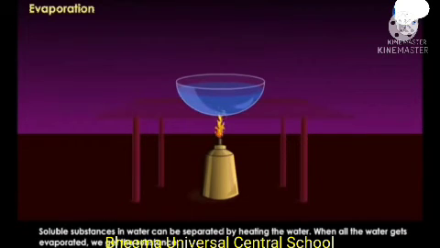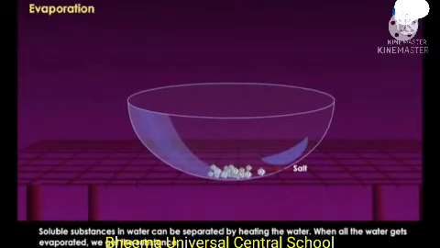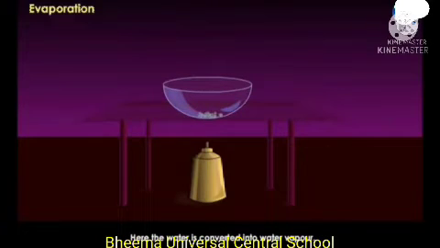Evaporation. Soluble substances in water can be separated by heating the water. When all the water gets evaporated, we get soluble substances. The process of separating soluble substances in water by heating is called evaporation. Here, the water is converted into water vapor.